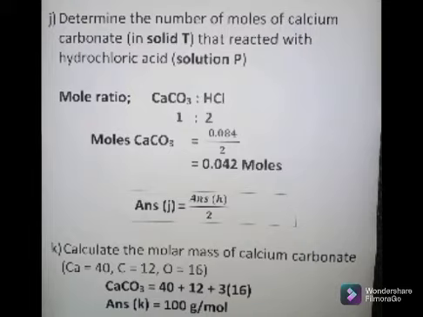So part K of the question, you are supposed to calculate the molar mass of calcium carbonate. You must be given, in this case, the relative atomic masses. With that 40, you add 12, then plus 48. You get 100 grams per mole. That is the molar mass of calcium carbonate. Good. We now go to question part L.